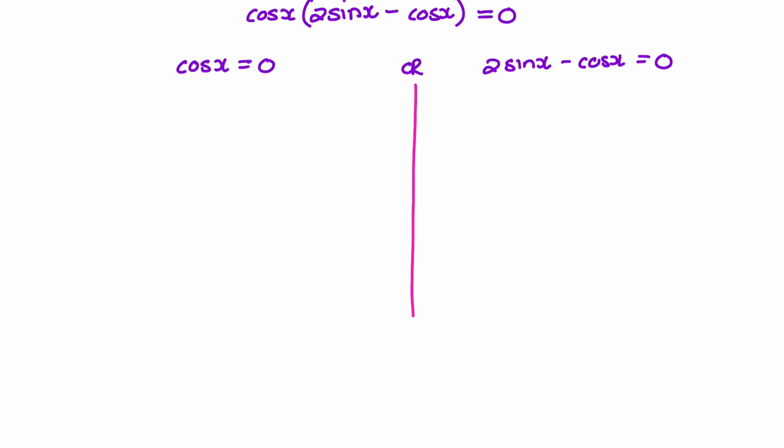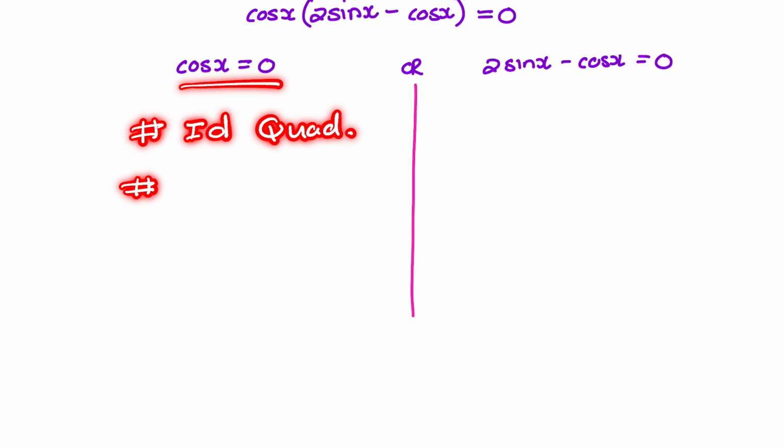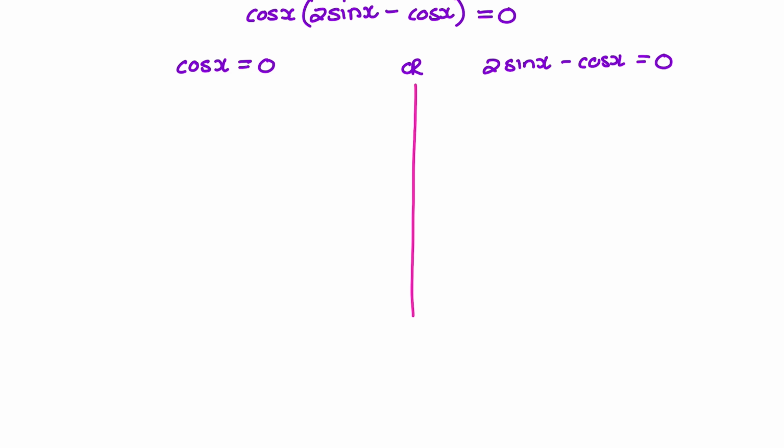So I have three steps for doing a general solution. The first one is to identify the quadrants in which I'm working. The second step is to find the reference angle. And the third step is to solve for x. So we are working with 0. I see 0 as a positive number, and from our Cartesian plane, I know that cosine is positive in quadrant 4 and in quadrant 1. So my first step is I identify that I'll use quadrant 1 and quadrant 4.